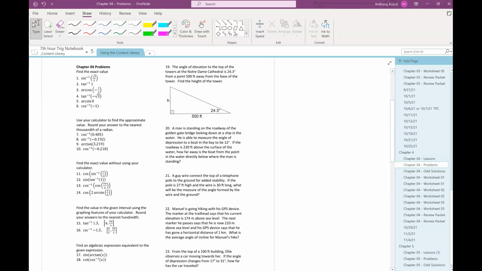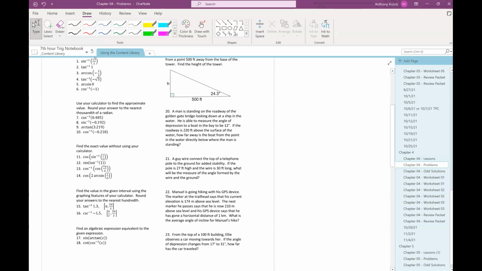Okie doke. If you consult the board here, I have that worksheet 3 and 19 through 23 are all part of next week's problem set, not the problem set due on Sunday, but the following week's. Sunday, what we're looking for is worksheets 1 and 2, and then 1 through 18 from the problem set.